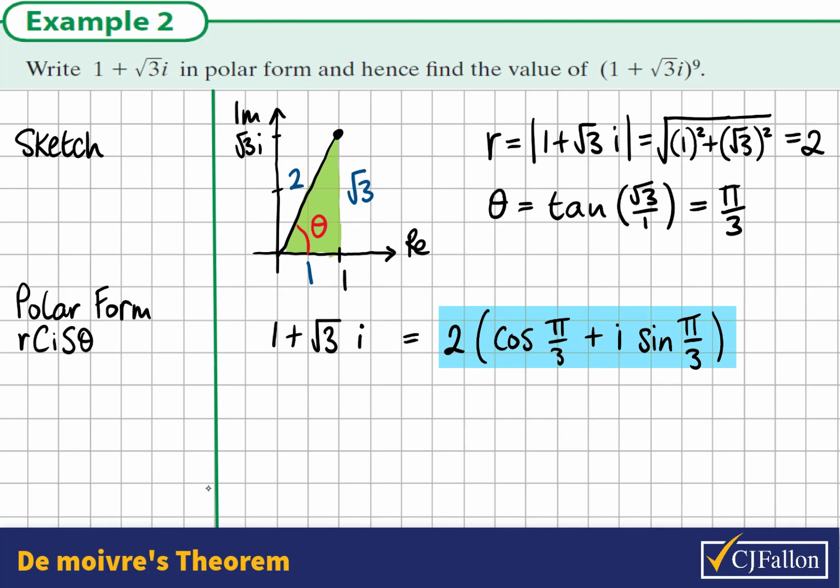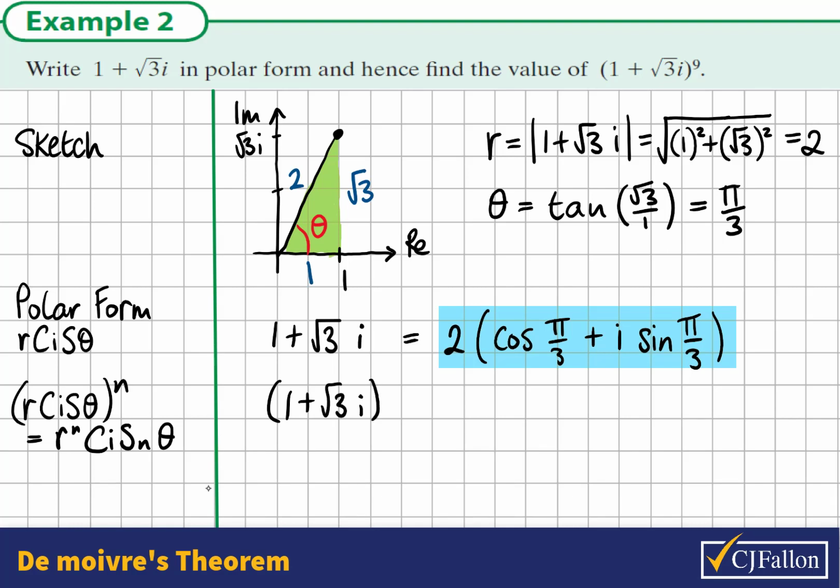In the second part of the question, we're asked to raise this to the power of 9. To do this, we're going to use De Moivre's theorem. De Moivre's theorem says that if you raise a number to the power of 9, you raise the modulus to that power and multiply the argument by the power.